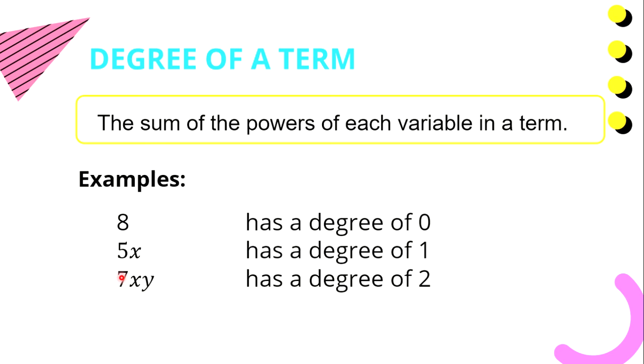Next, we have 7xy. So we have here two variables and their exponents are both 1. Since it's the sum, we have to add the exponents. So 1 plus 1, the degree is 2. And lastly, we have 7ab squared. Here, we have again two variables and the first variable a has an exponent of 1. As for b, we have an exponent of 2. So getting the sum, 1 plus 2, the degree is 3. So that's how we get the degree of a term.